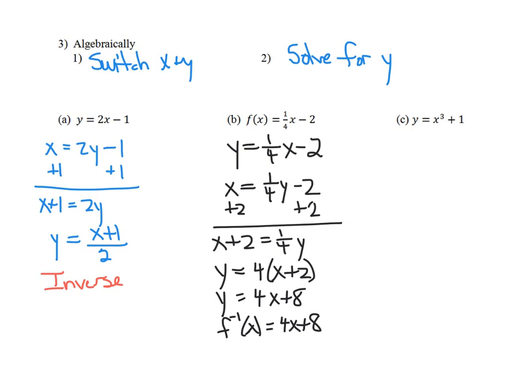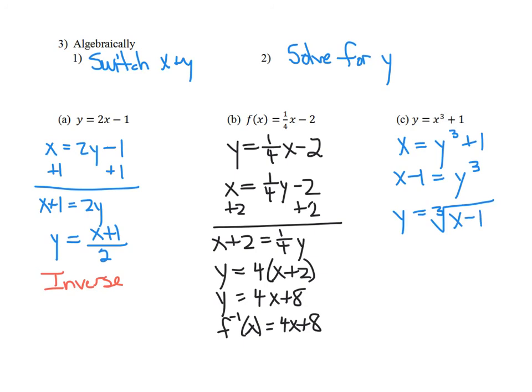Let's finish with the last example, which is not linear this time. Again, we're going to switch the x and the y, so x is equal to y cubed plus 1. Then we're going to solve for y by subtracting 1 from both sides of the equation. Now remember, we want to undo the function with the y, so we want to undo the cube. To undo a cube, we take a cube root. So this inverse function would be the cube root of x minus 1.